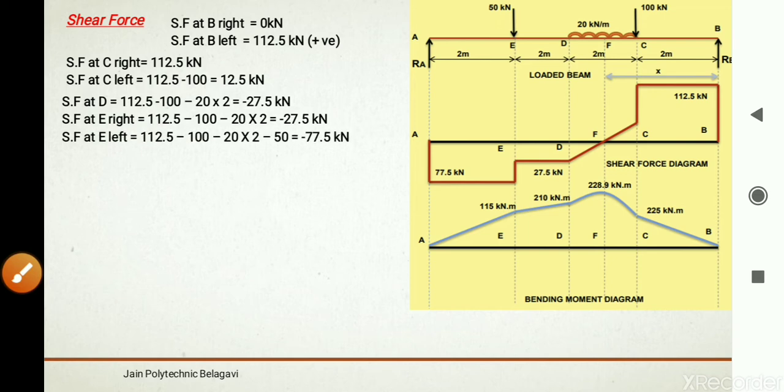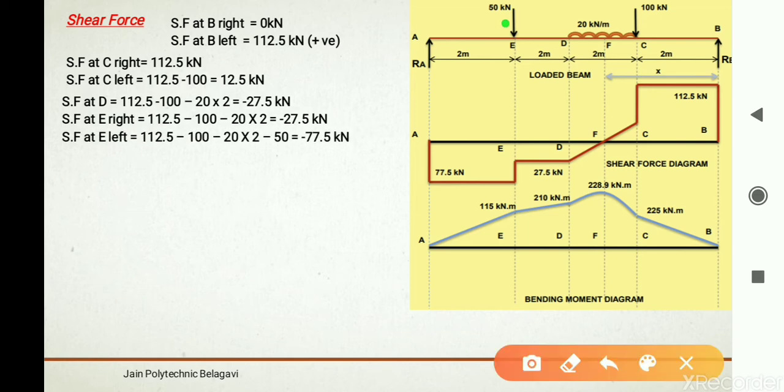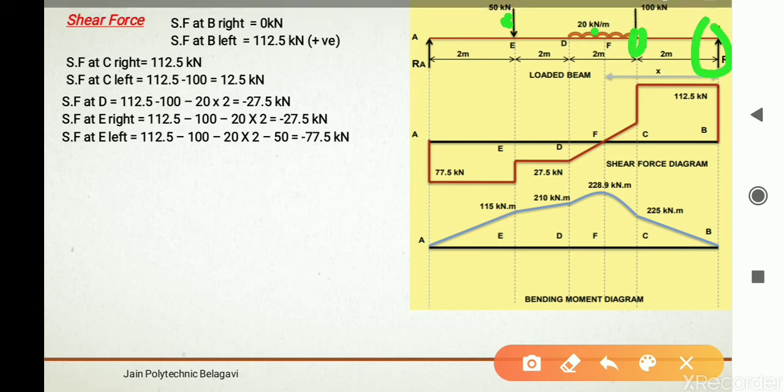Next, shear force at E left. Shear force at E left, you stand on the left side of E, you will have, along with these three forces, the point load of 50 kilonewton also going to come into picture. So the answer is going to be minus 77.5 kilonewton.